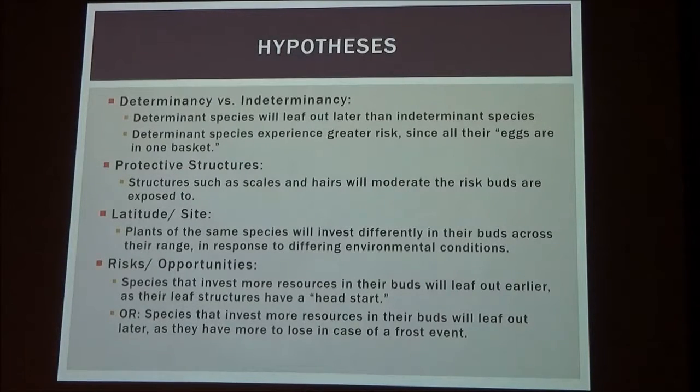In terms of risks and opportunities, there are a couple of ways it could go. It's possible that since some species invest more in their buds, they're ahead of the game and can leaf out earlier. On the other hand, it's possible that some species might invest more in their buds and not want to risk everything that they've set in there, so they'll leaf out later in the season.